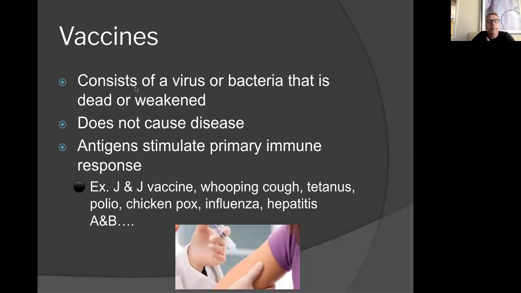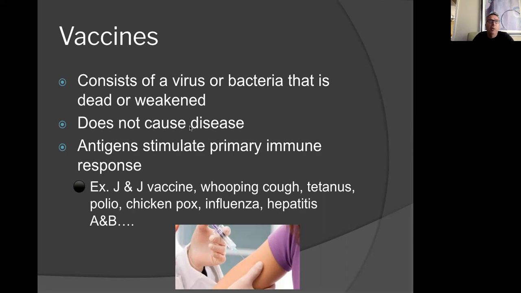Vaccines. There are 2 types of vaccines now. This is the Johnson & Johnson vaccine. It contains what they call an adenovirus. It's not an active virus, and it doesn't cause disease. It just stimulates that primary immune response. It contains parts of that virus that is dead or weakened.